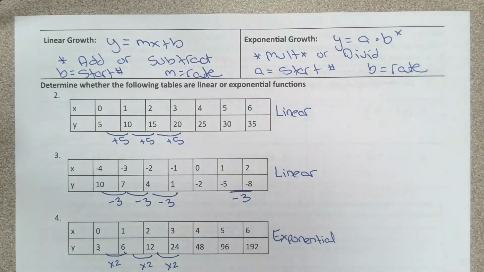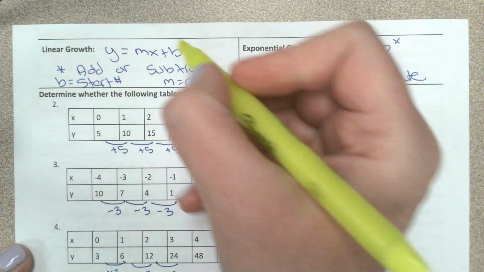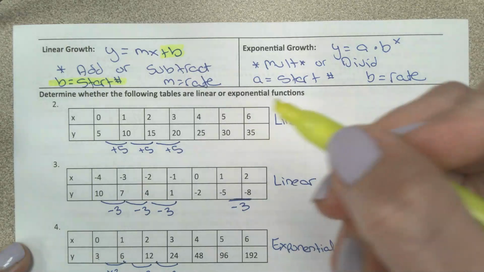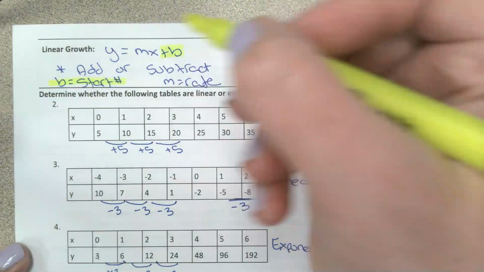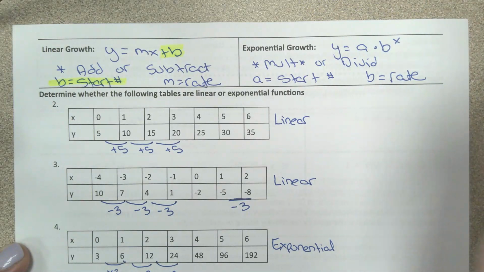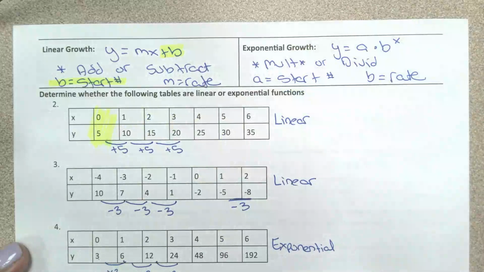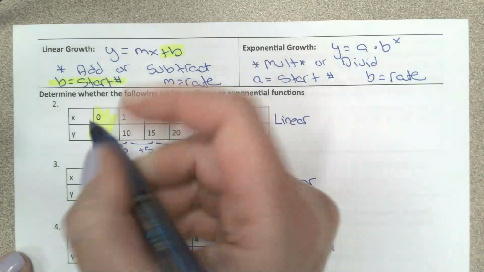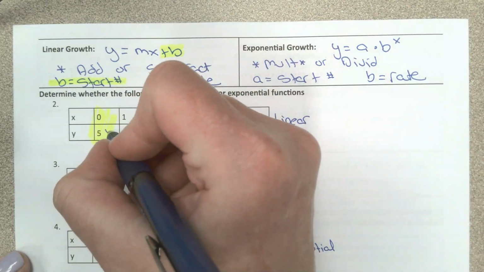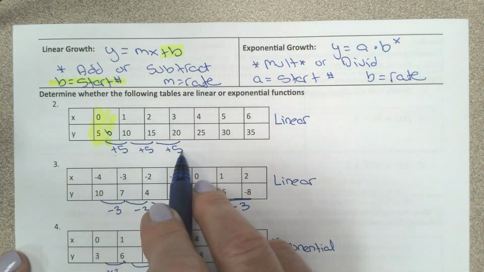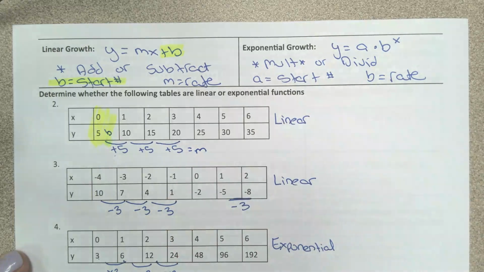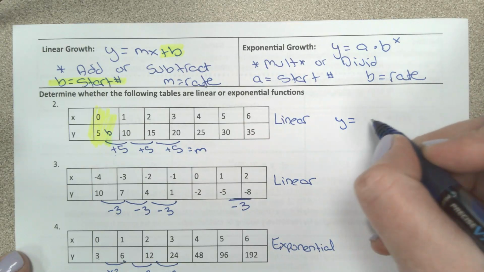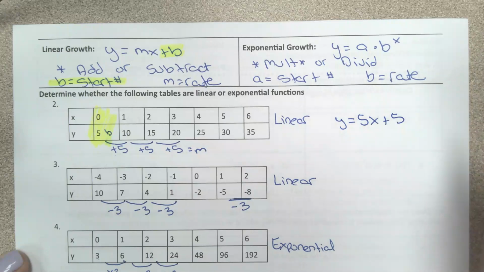What you need to know is that your starting number is always your y-intercept. So I know that I could find the y-intercept when x equals 0. So I have a starting point at 0, 5. That right there I can tell you is my b. It's going up by 5, so that is your m. So I know that this is the equation, y equals 5x plus 5.